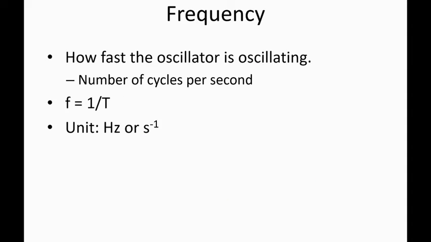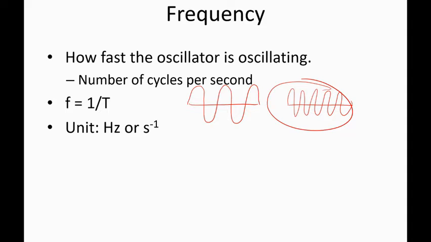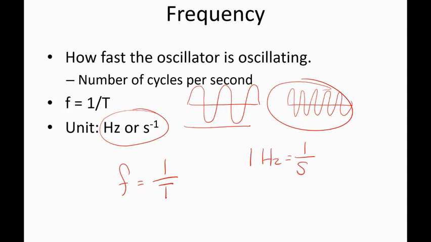So frequency, what is frequency? Frequency is how fast an oscillator is oscillating. If I look at a wave like this, or a wave like this, this one has a much higher frequency, right? There are more cycles, or more waves, that pass per second than in this one. So frequency is equal to 1 divided by the period, and the measurement is in hertz. So 1 hertz is equal to 1 divided by seconds, and that's what this seconds to the -1 means.